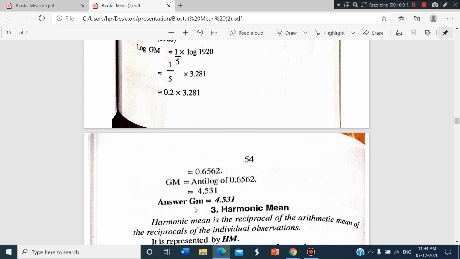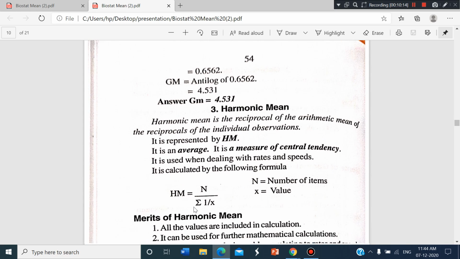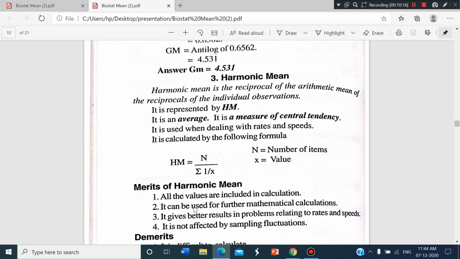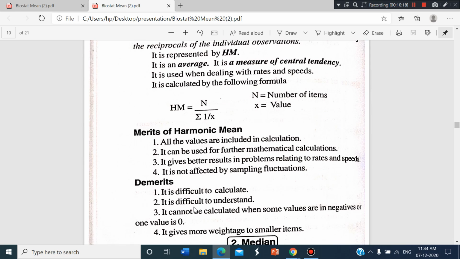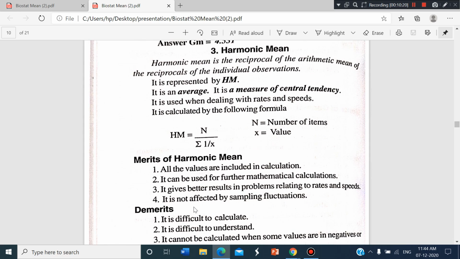It is a very simple calculation; I have given it for your information. Generally, it is not asked in the examination. This is how the geometric mean is calculated. Now you must have understood that the geometric mean cannot be calculated by a common man. You should know how to read the log table, anti-log, and all those.